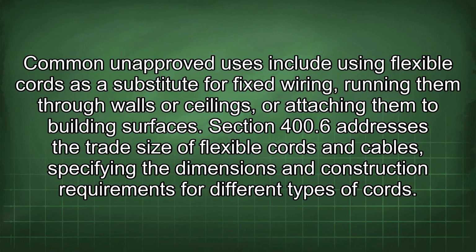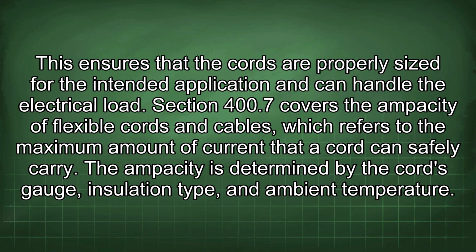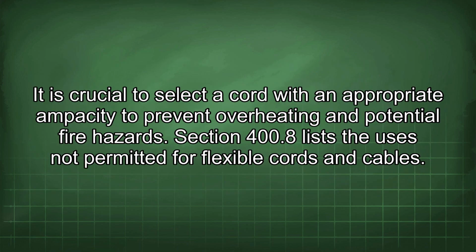Section 400.6 addresses the trade size of flexible cords and cables, specifying the dimensions and construction requirements for different types of cords. This ensures that the cords are properly sized for the intended application and can handle the electrical load. Section 400.7 covers the ampacity of flexible cords and cables, which refers to the maximum amount of current that a cord can safely carry. The ampacity is determined by the cord's gauge, insulation type, and ambient temperature. It is crucial to select a cord with an appropriate ampacity to prevent overheating and potential fire hazards.